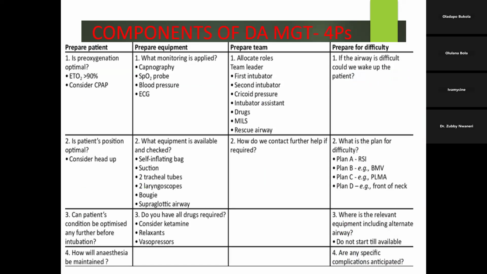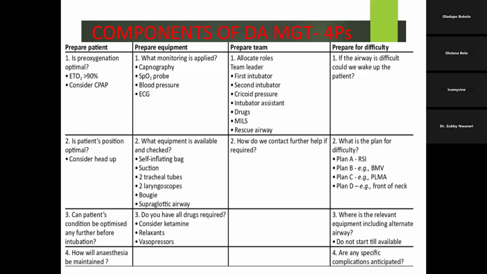Is pre-oxygenation optimal? Then the end tidal oxygen should be greater than 90%. The end tidal oxygen is the oxygen concentration in the alveolar space at the end of exhalation. It's non-invasive, and it can be done by some special capnograph. You want to consider, does this patient need CPAP? Would it improve the patient? You want to use that and the other gadgets that we can use for pre-oxygenation.